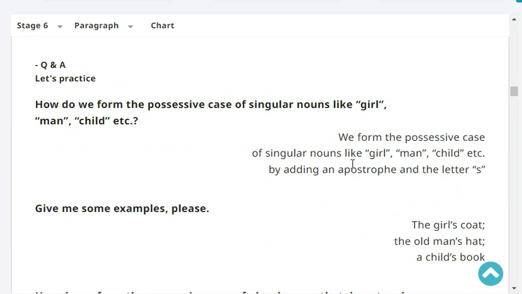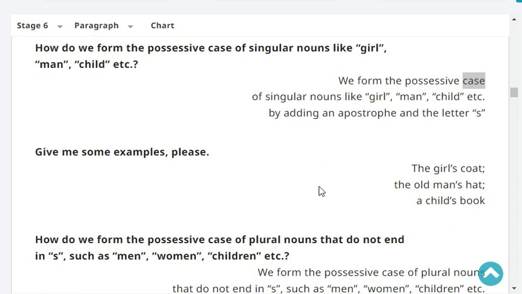How do we form the possessive case of singular nouns like girl, man, child, etc.? We form the possessive case of singular nouns like girl, man, child, etc. by adding an apostrophe and the letter S. Very good.